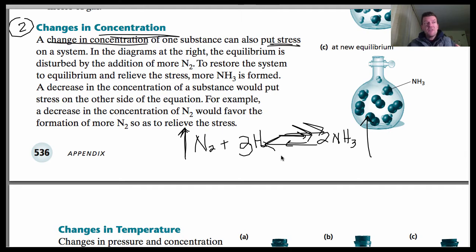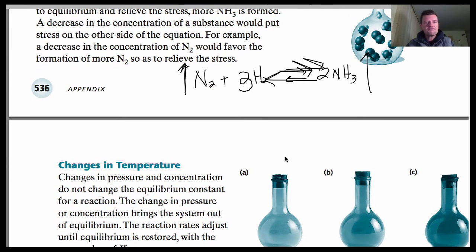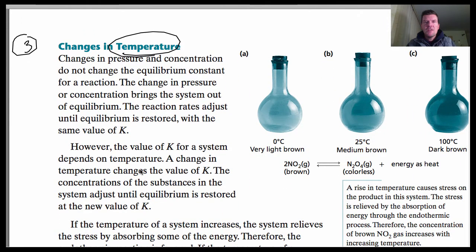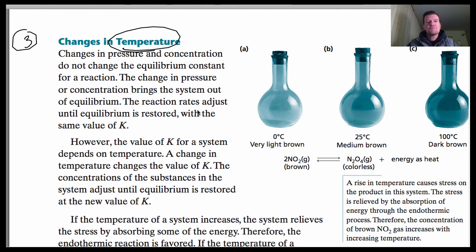Just like I said, if all of a sudden the number of people in the room increase, it's going to cause people to leave the room. If all of a sudden the number of people outside the room increase, people are going to start to come into the room. Okay? All right, third one, changes in temperature. If you change the temperature, then that's going to affect how the equilibrium shifts, the direction of the reaction here, okay?